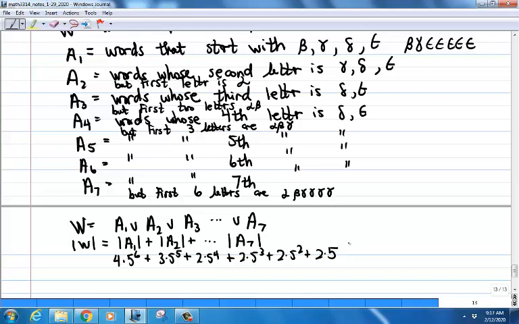Don't forget this set. That set only has 2 words in it because the first 6 letters are fixed. What can go in the last letter here then? Delta or epsilon, right? So there's only 2 words to finish this set. You can think of that as 2 times 5 to the 0th power. There's a pattern here. I'm not going to add all those up.